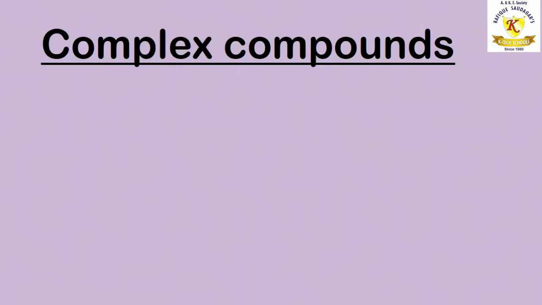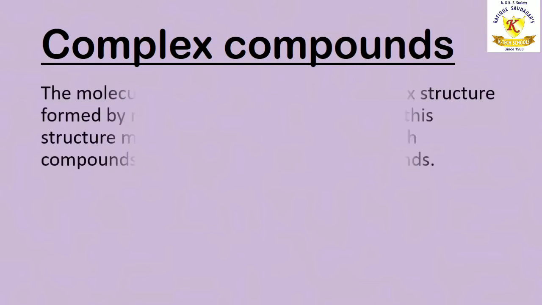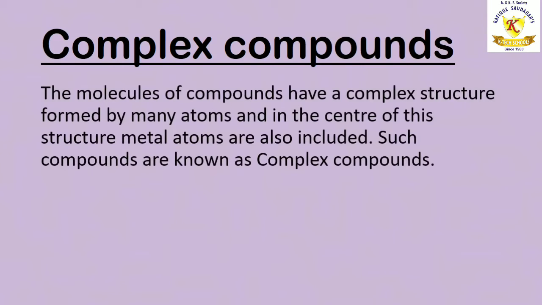Now let's see what are complex compounds. The molecules of compounds have a complex structure formed by many atoms, and in the center of this structure metal atoms are also included. Such compounds are known as complex compounds.